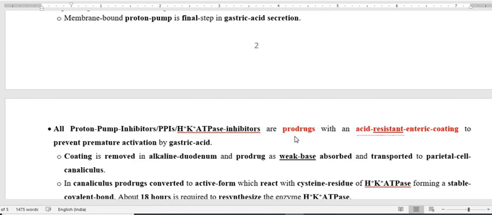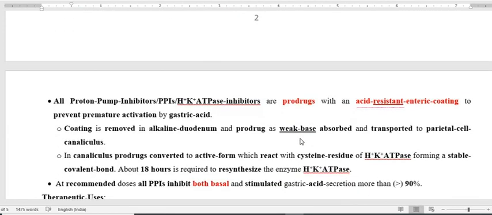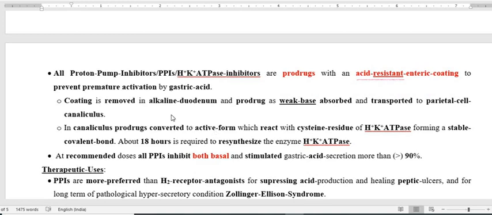So we have to prevent it from getting activated within the stomach by the hydrochloric acid already present in the stomach. First, the drug will have to get absorbed and reach the canaliculi of the parietal cell. For that, the drugs are enteric coated. So enteric coated proton pump inhibitors come into the duodenum, and in the duodenum an alkaline medium is there.